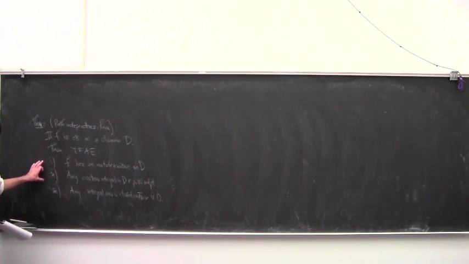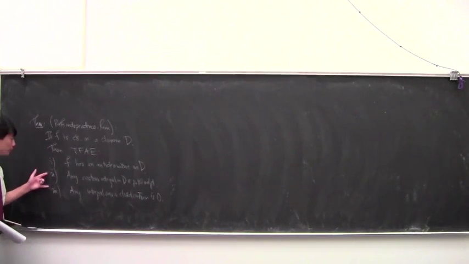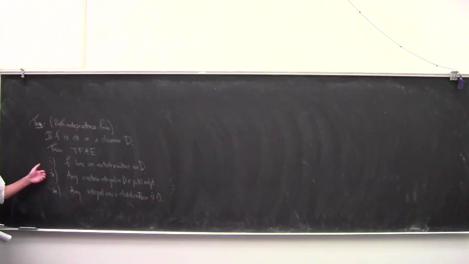Okay. Let me show the interesting part of this. Is it obvious to everybody that 2 and 3 are basically the same statement? That if any contour integral is path independent, then any integral with a closed contour is going to be 0, and vice versa. I'm going to skip that. That should be clear. The interesting part is to show that an antiderivative exists, right?